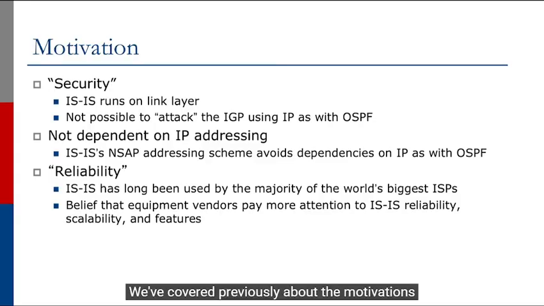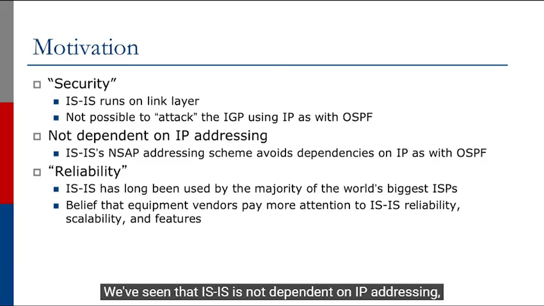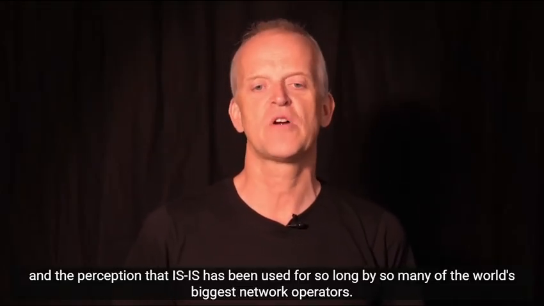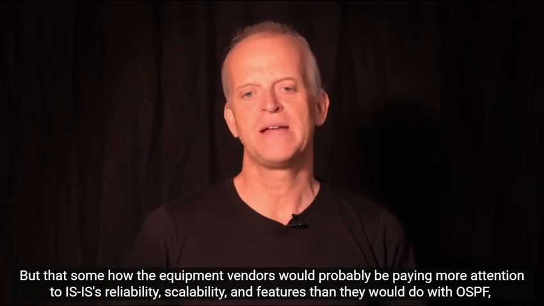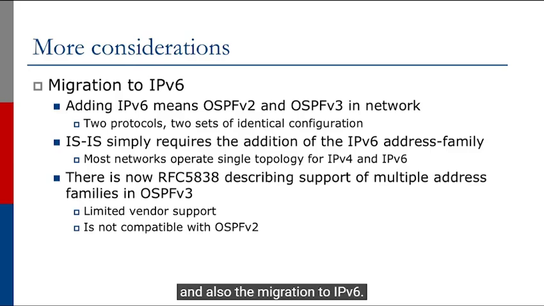We've covered previously about the motivations. That ISIS runs in the data link layer is perceived to be more secure than using OSPF, which runs on top of IP. We've seen that ISIS is not dependent on IP addressing. And the perception that ISIS has been used for so long by so many of the world's biggest network operators that somehow the equipment vendors would probably be paying more attention to ISIS reliability, scalability, and features than they would do with OSPF. And also the migration to IPv6.